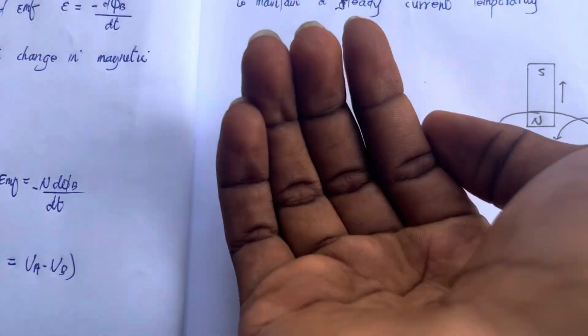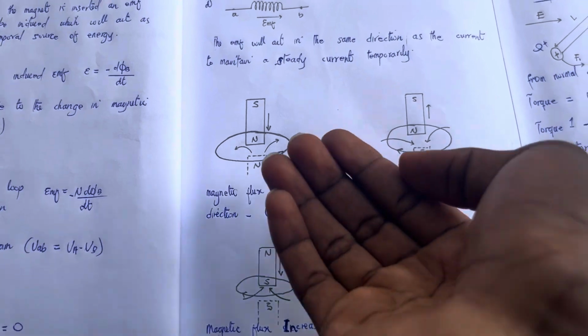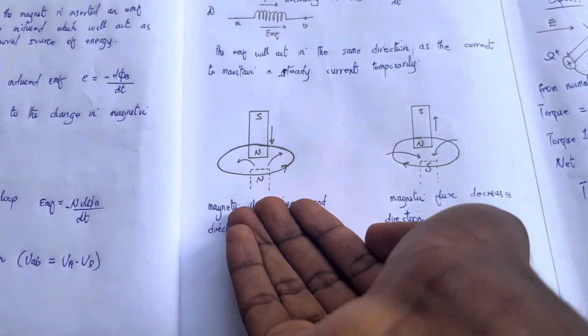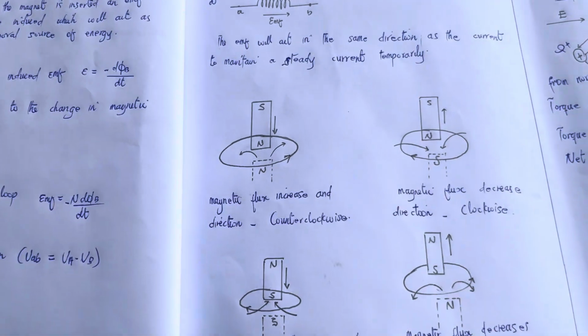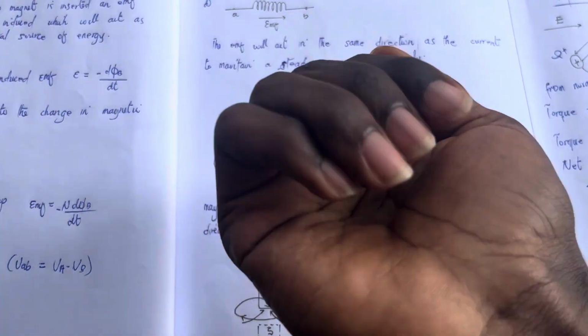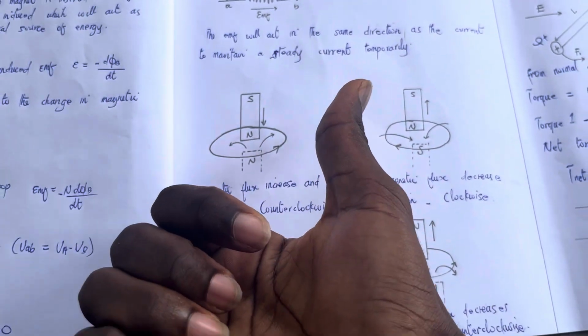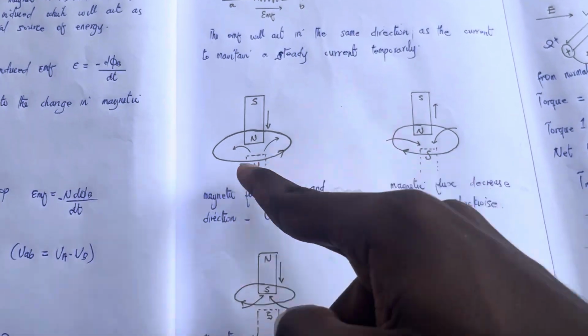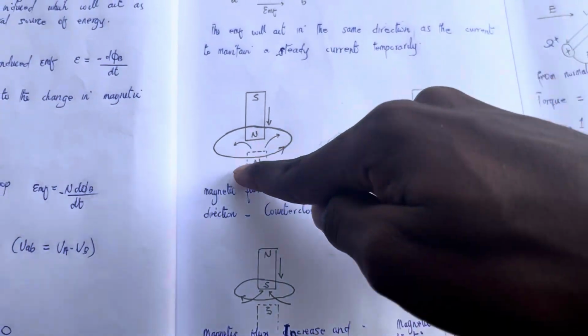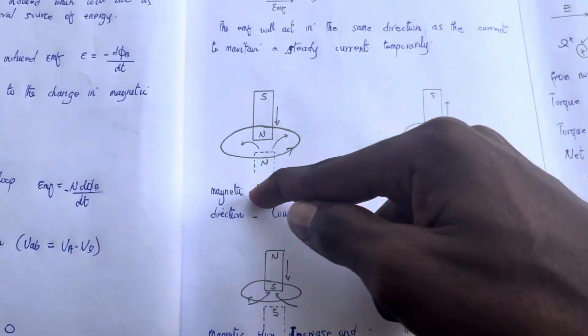You are going to curl your hand this way. Using your hand rule, you are going to curl your hand into the coil. Okay, so when you curl your hand into the coil, this is the direction of your thumb. So your thumb will be moving this direction. And when you are having a direction like this, it is counterclockwise.